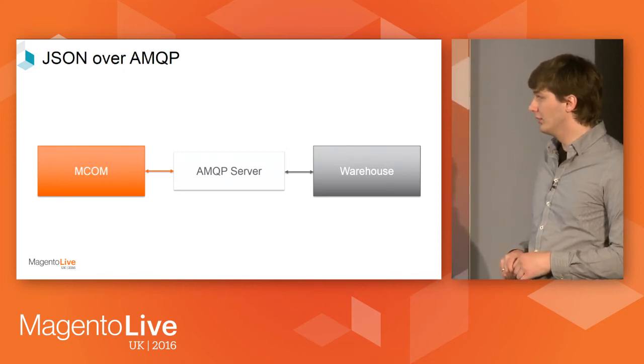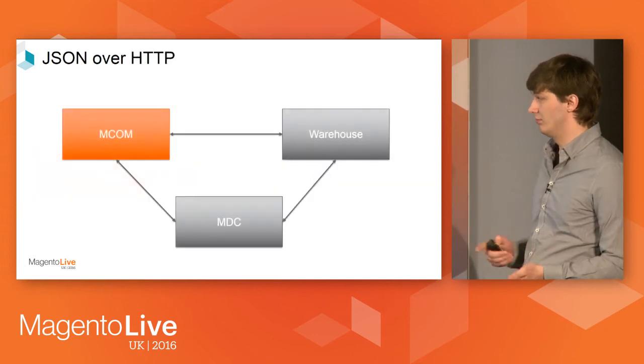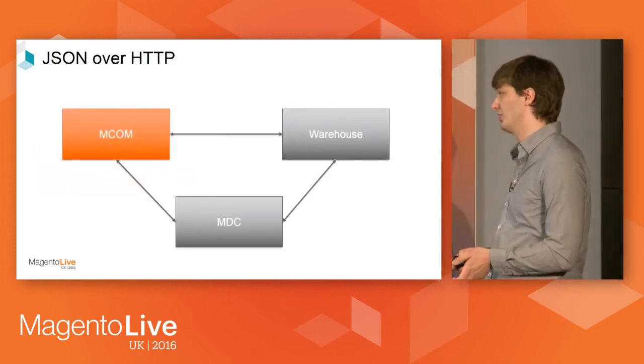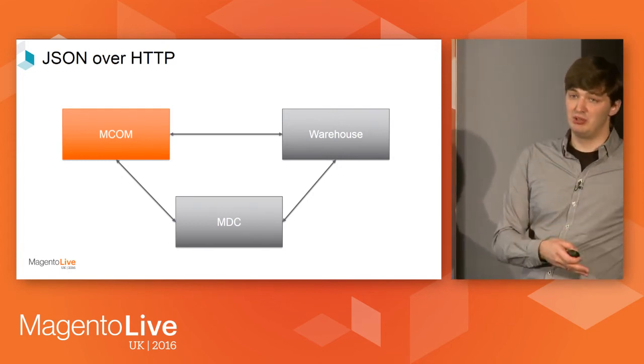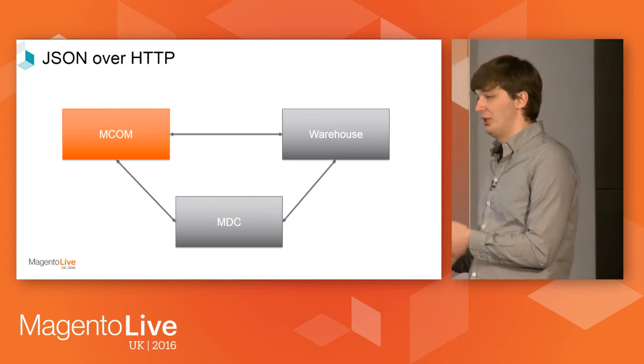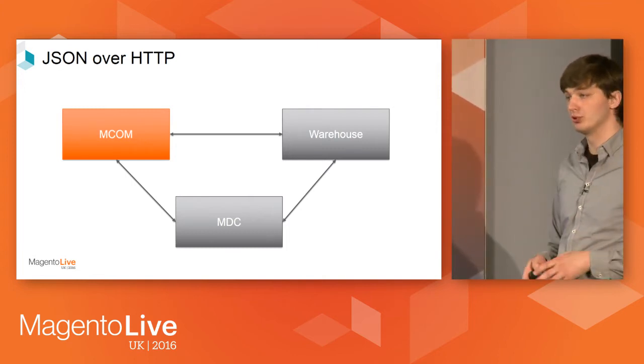So the next thing is JSON over HTTP. This is quite straightforward. Every application exposes an HTTP endpoint to which you can post messages. There are, again, a bunch of rules of how to compose the message, what headers it should have, and so on. And then there are peer-to-peer connections. Every system knows about every other system. They connect directly. And yeah, basically that's it. It's very simple, very straightforward.